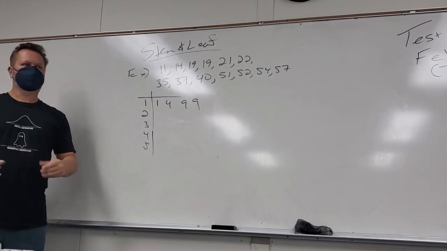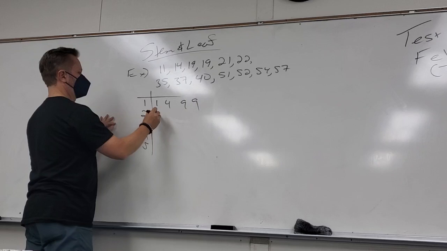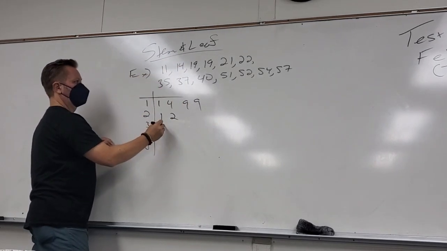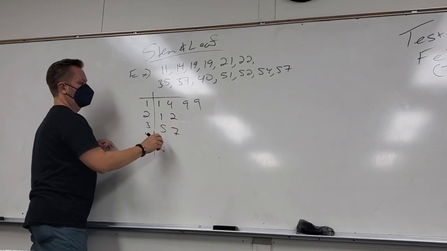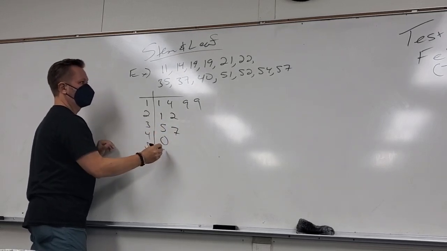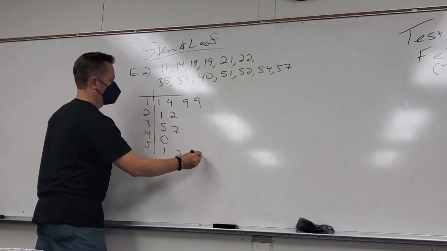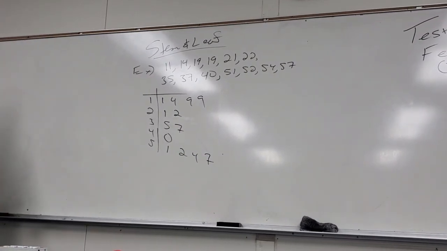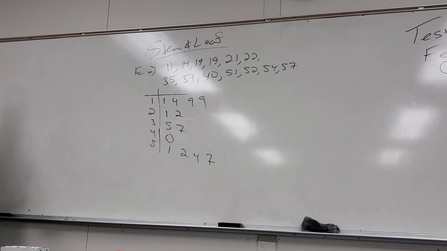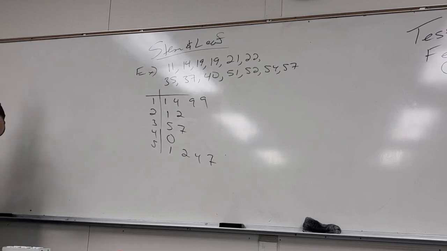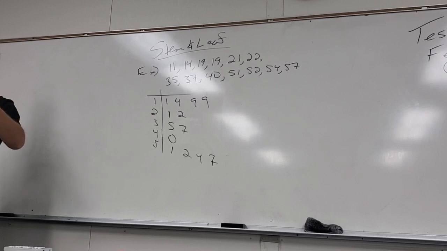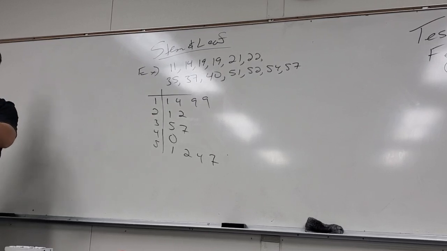That's pretty simple, right? So 2 would be 1, 2. 3 would be 5, 7. 4 would just be 0. And 5 would be 1, 2, 4, 7. Pretty simple, right? You with me? That's all there is to it. Now there are a couple little things you gotta be careful with the data that they give us. So I'll show you a couple more examples.